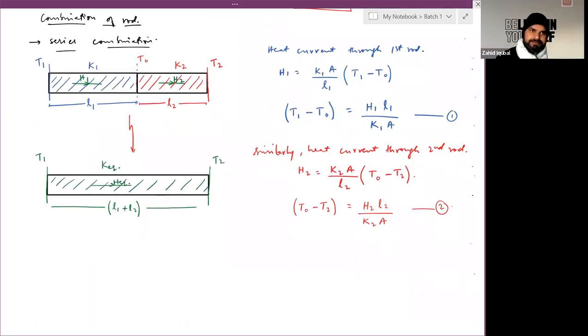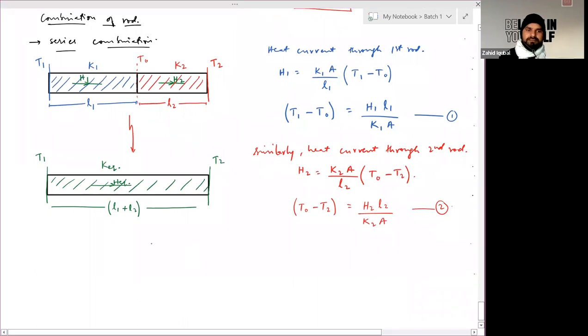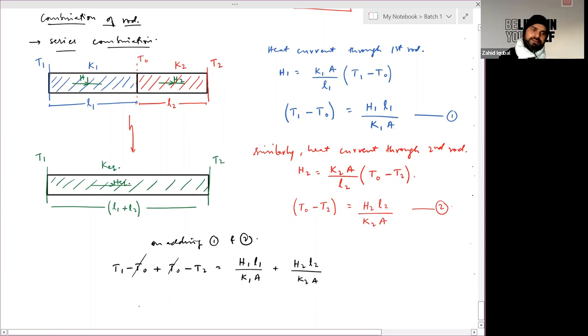Now add these two equations. On adding equation first and second, on the left hand side we have T1 minus T0 plus T0 minus T2. For the right hand side we have HL by K into A plus HL by K into A. So this T0 and this T0 will cancel out. So you're left with T1 minus T2 equals H into length divided by K1 into A plus H into length divided by K2 into A. Let's say this is equation third.